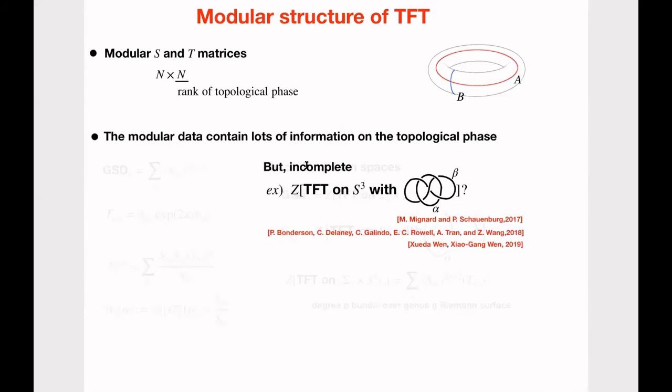But it is known that the modular data is incomplete, because from the modular data we cannot compute the partition function of the three-sphere with this link. There is a limitation, and actually there is an example where two different modular tensor categories have the same modular data, but the modular tensor categories are different. So the modular data alone is not enough to distinguish the topological phase, but it contains lots of information. By the way, you're not a topologist, so that's okay. It's not the Hopf link, that's the Y-hat link. The Hopf link can always be computed. This is hyperbolic. This is the Y-hat link.